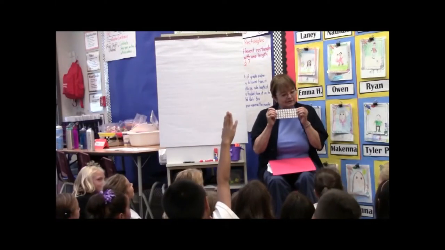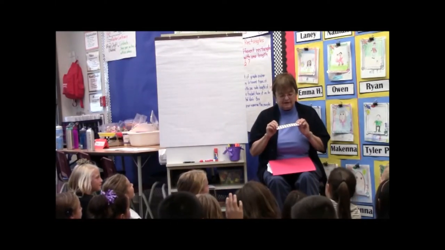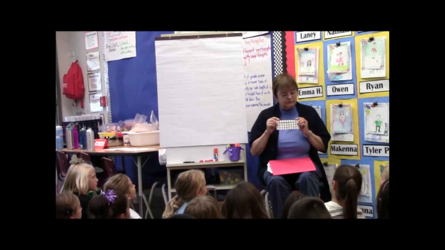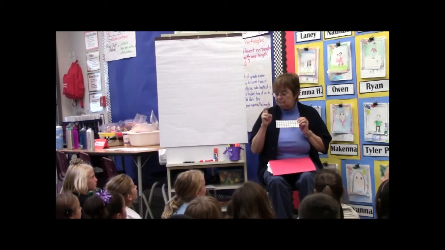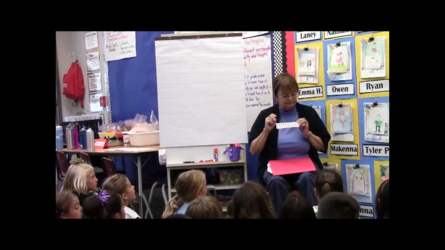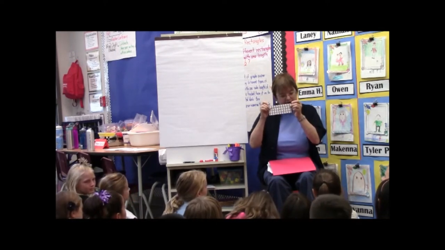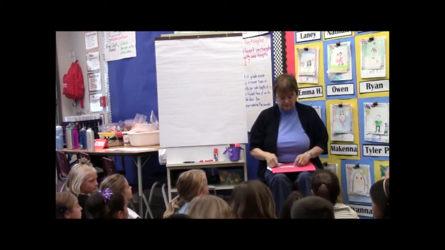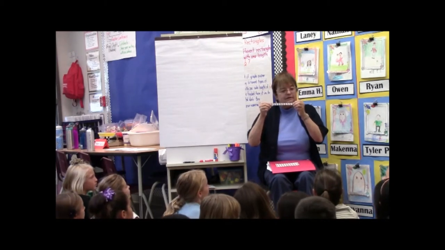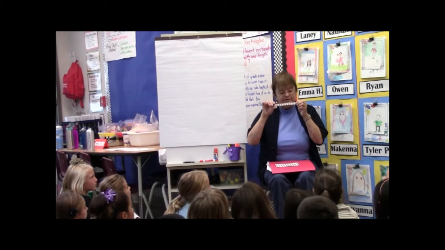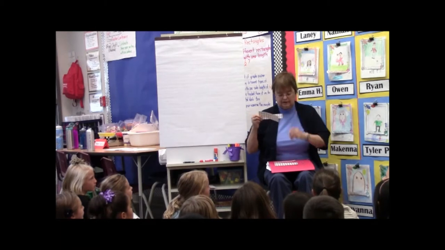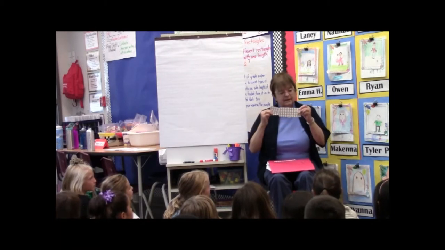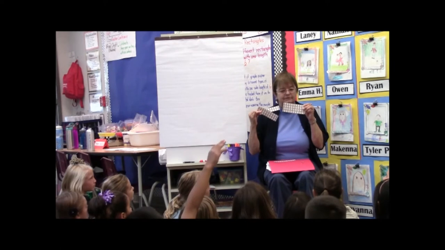Okay, so we're going to do some math about penguins. All right. Now, what I'm going to do is give each pair of you, that means two of you, a set of these penguins. And what you'll notice is one of the pieces has one row of penguins. One of the pieces has two rows. One has three rows, and one has four rows.